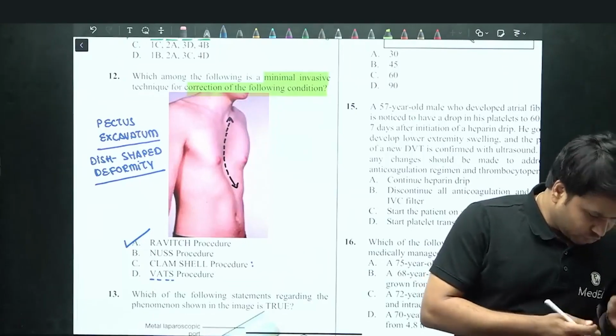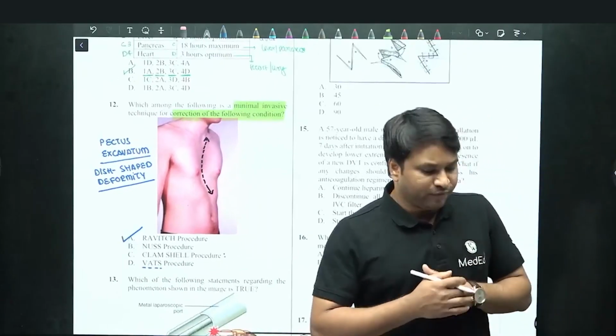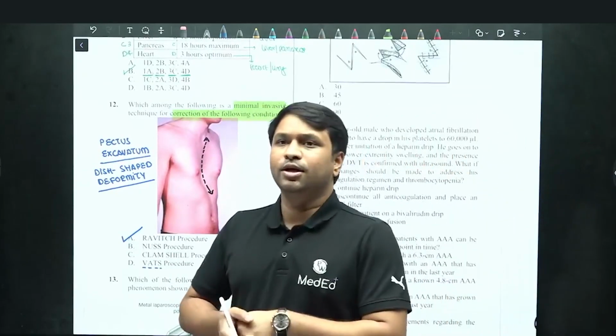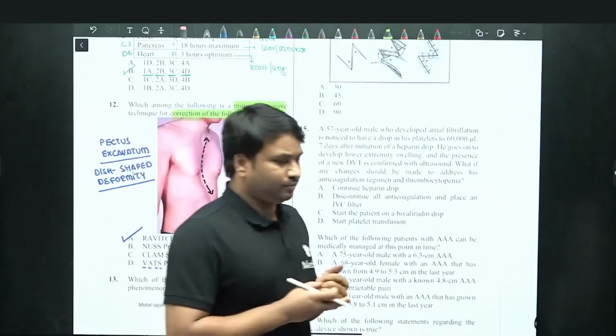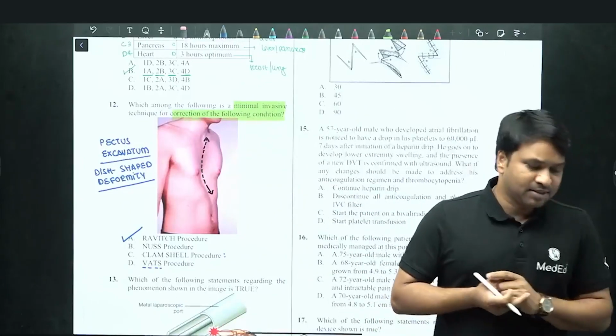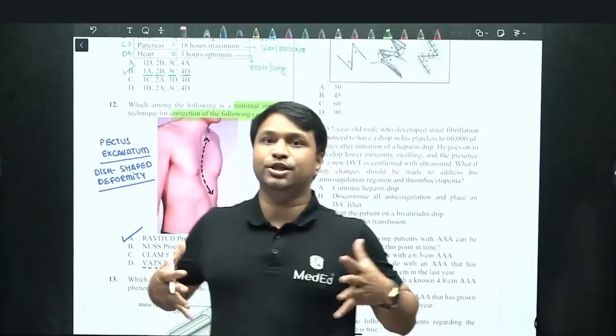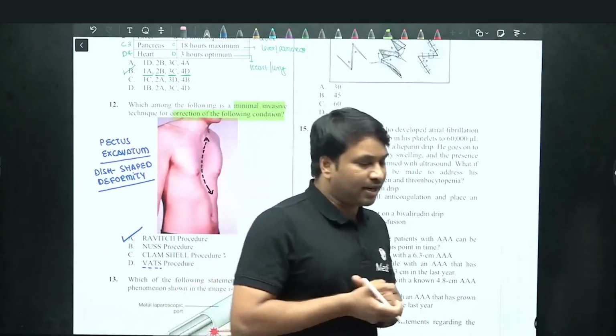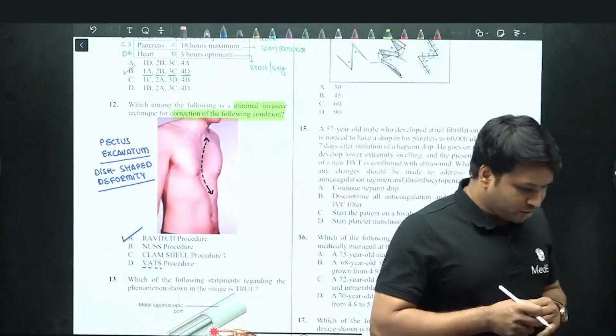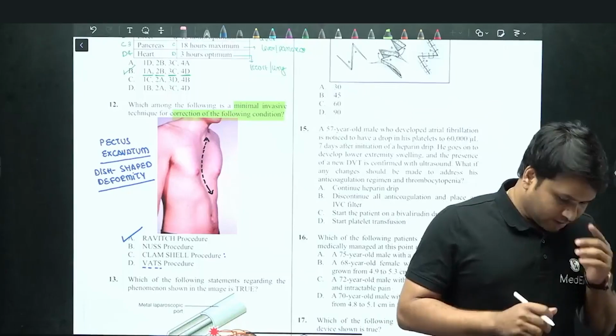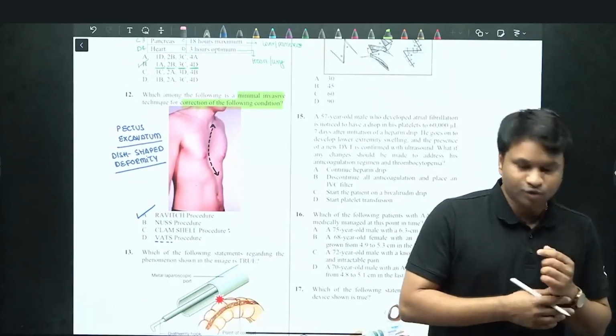Clear? Chalo. So answer here is going to be A for Ahmedabad, that is Ravitch procedure. It's a Pectus excavatum. What is the opposite of this? Pectus carinatum. Pectus carinatum is pigeon chested. Pectus carinatum is your pigeon chested. Clear? Chalo.